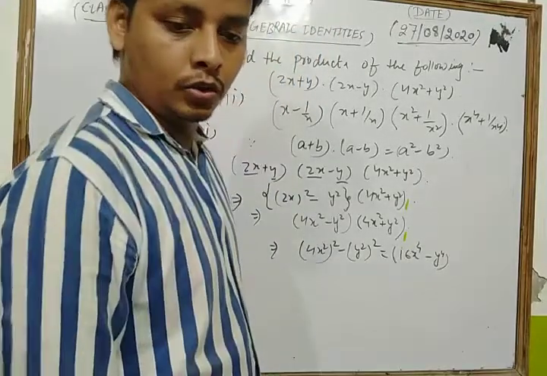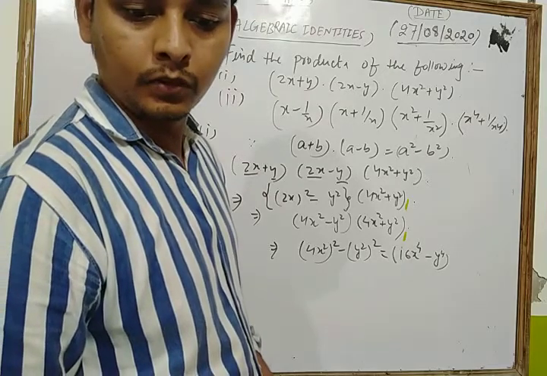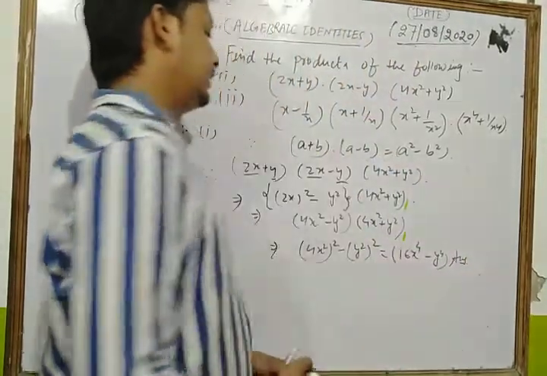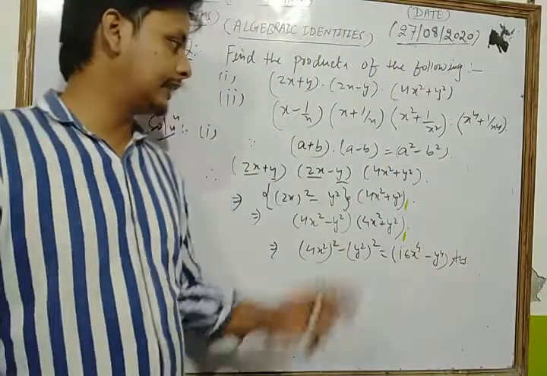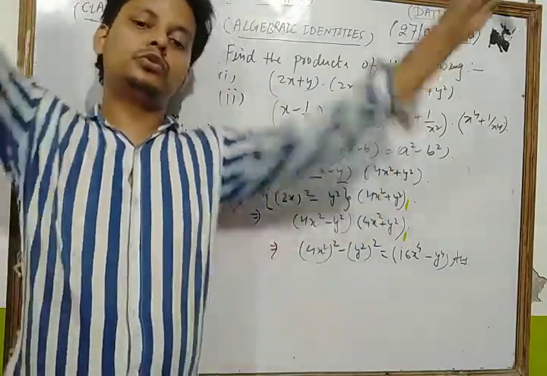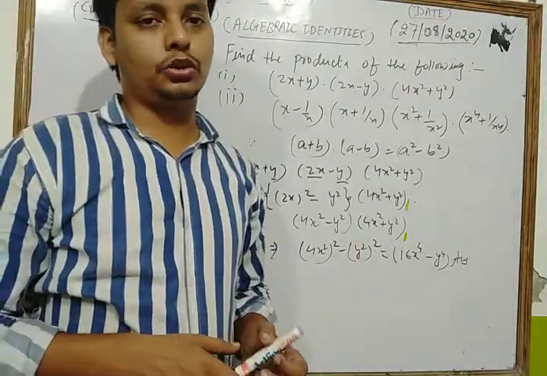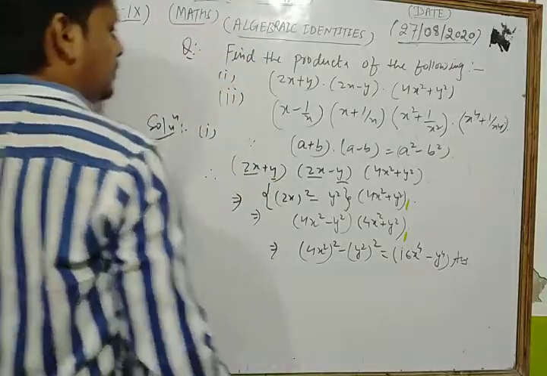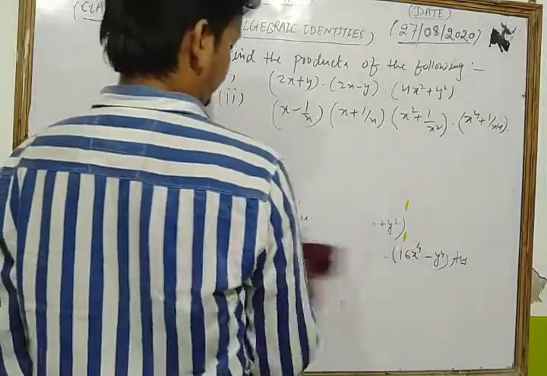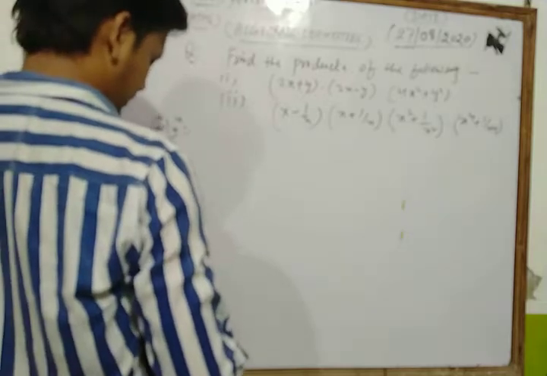Let's see its solution, dear students. Right answer. So this is our required answer. So dear students, in this way you can solve that type of question based on the identity a² − b² as (a + b) into (a − b). Now we take and solve the second part of this question.